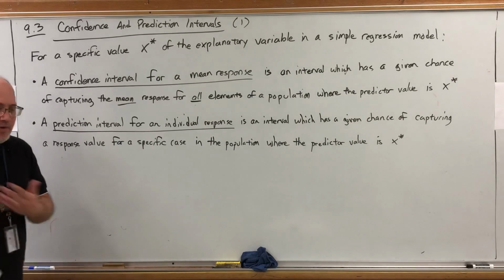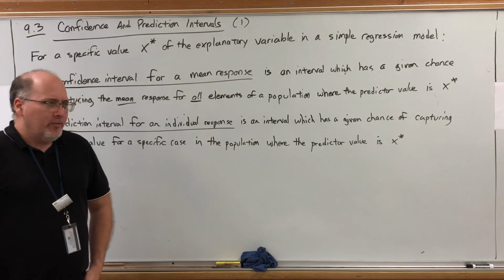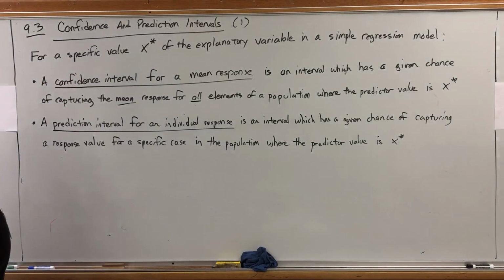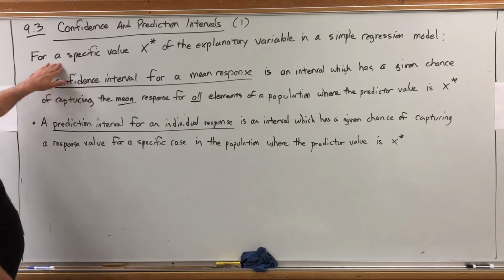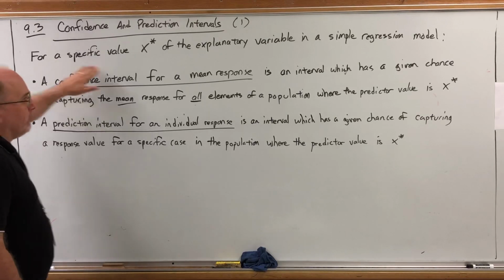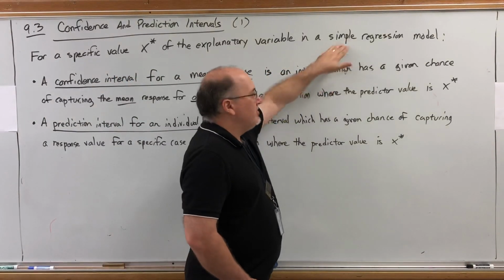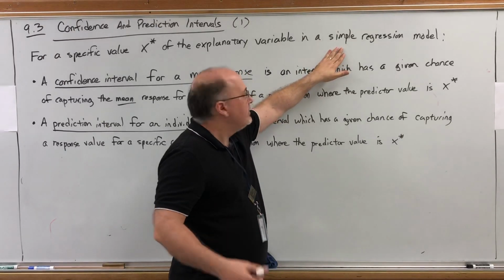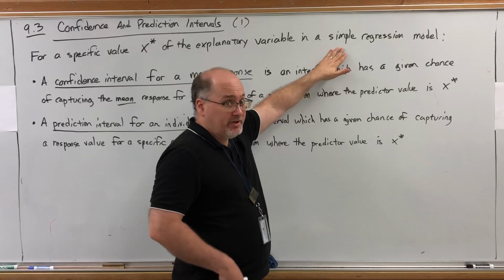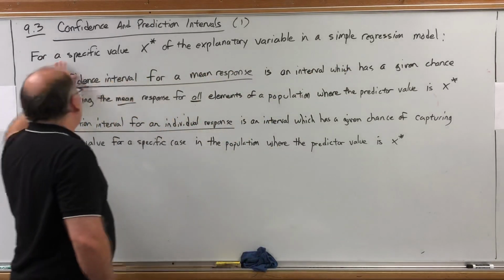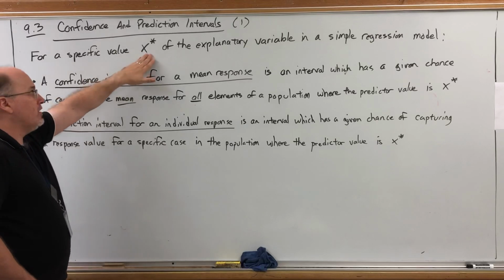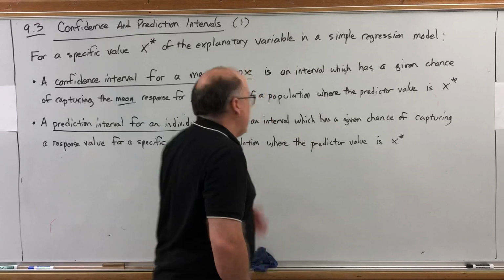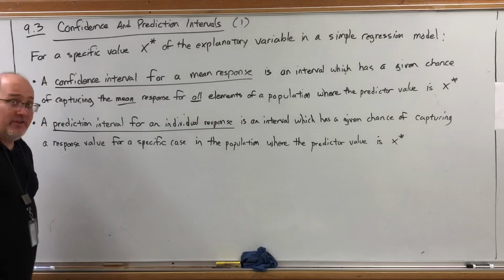Now, we've seen confidence intervals before, but what's a prediction interval and how is it different from a confidence interval? Well, let's start by defining what each one is. If you have a simple regression model, and remember, simple just means one explanatory, one response. In Chapter 10, we want to change it to multiple explanatory variables. But for a specific value, and we're going to call it x star, of the explanatory variable in a simple regression model, we can build two types of intervals.